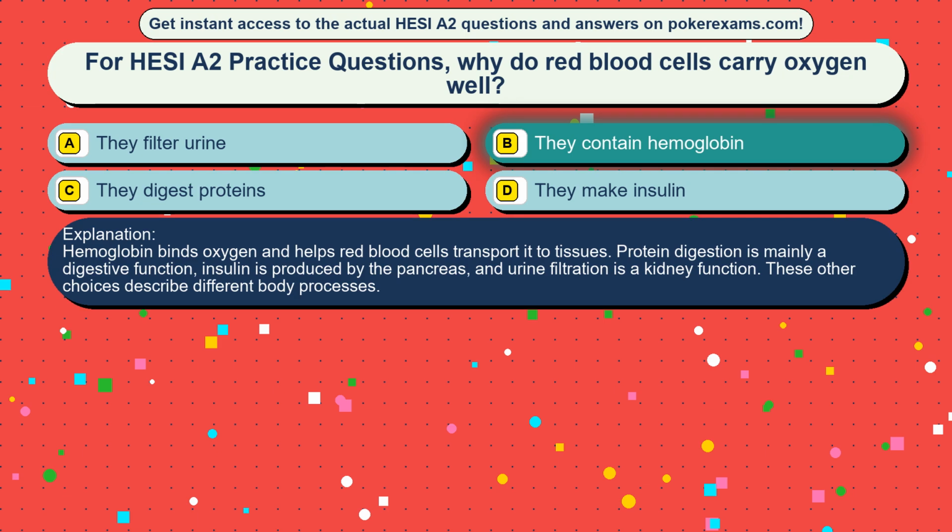Hemoglobin binds oxygen and helps red blood cells transport it to tissues. Protein digestion is mainly a digestive function, insulin is produced by the pancreas, and urine filtration is a kidney function. These other choices describe different body processes.